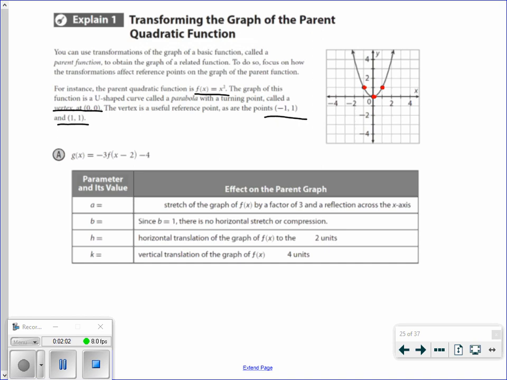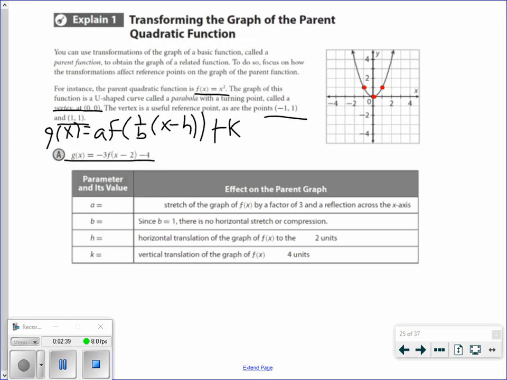All right, so now on A, we have this equation right here, g of x equals negative 3 f of x minus 2, minus 4. So what we always need to do before we start figuring out the transformation rule or actually transforming it is break it down to A, B, H, and K. We're going to break down our parameters. Remember, it's g of x equals A f of 1 over b, x minus h, plus k. Let's put that in the front as well: g of x equals all of that.